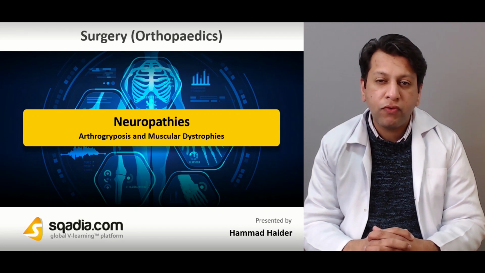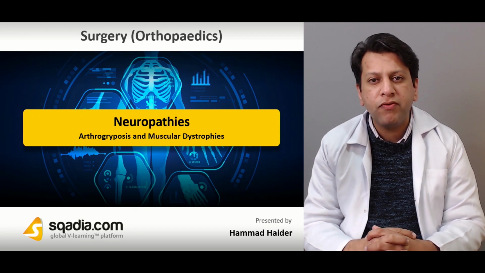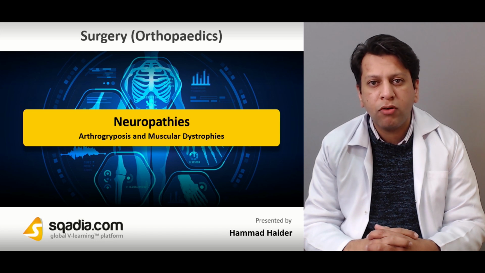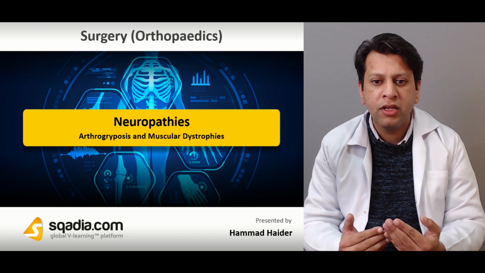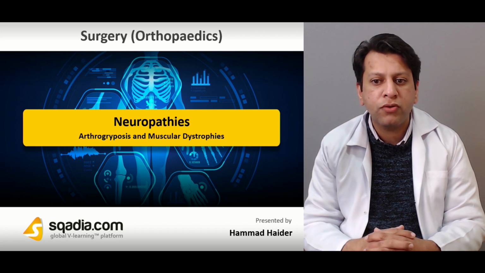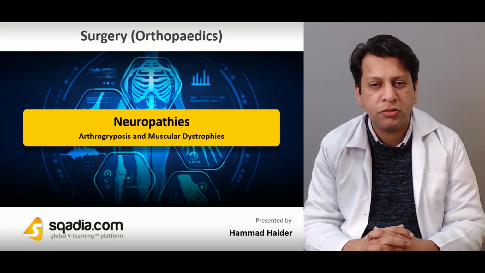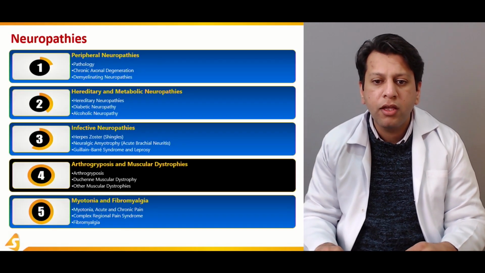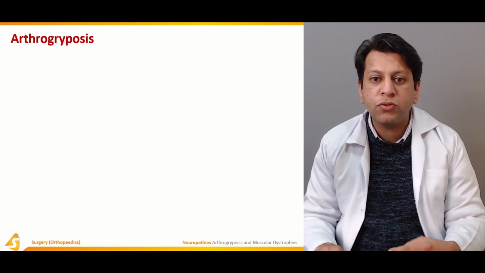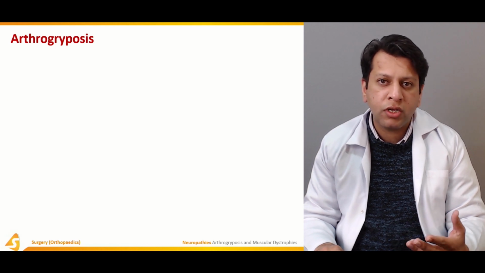Now, moving on to the fourth section, this will be briefly going through the diseases which involve multiple syndromes, which also involve nerve pathologies. We'll be briefly going through arthrogryposis and muscular dystrophies, especially Duchenne and Becker muscular dystrophy. In this section, as I told you, we are going through arthrogryposis.